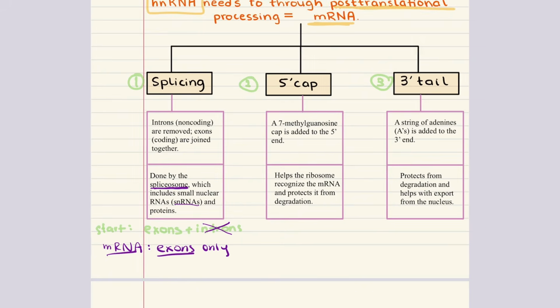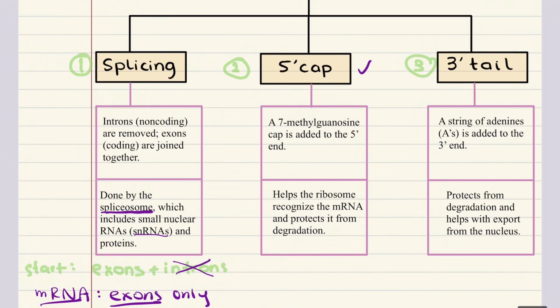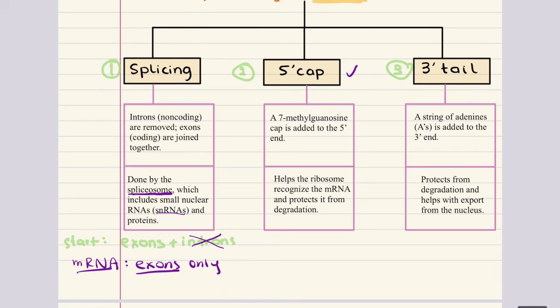Next, we have the 5' cap. At the very beginning of the RNA molecule, a special molecule called 7-methylguanosine is added to the 5' end, and this modification is called the 5' cap. The 5' cap plays 2 important roles. First, it helps the ribosome recognize the messenger RNA during translation, and second, it protects the RNA from being degraded by enzymes while it's still inside the cell.